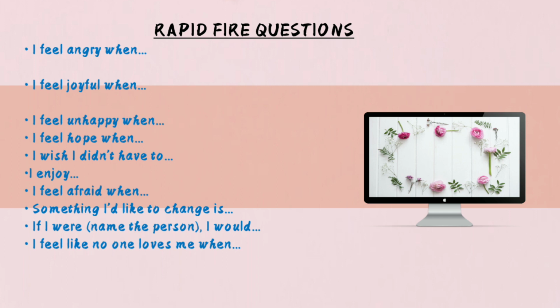And if I were, I would have done this, I would have done that, right? So here we can put the name of a person, like if I were Mahendra Singh Dhoni, I would have, and the answer will be from my students. If I were Modi, I would have. If I were Amit Singh Rana, then I would have, and they will answer. I feel like no one loves me when, so they have to answer.